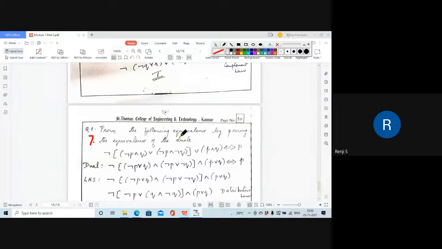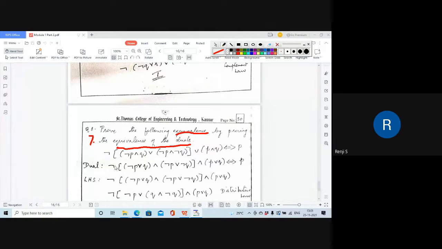So, what is the question? What does that question mean? Prove the equivalence by proving that. What is to be proved? You have to prove the equivalence of the duals. You have to take the dual and prove the equivalence.